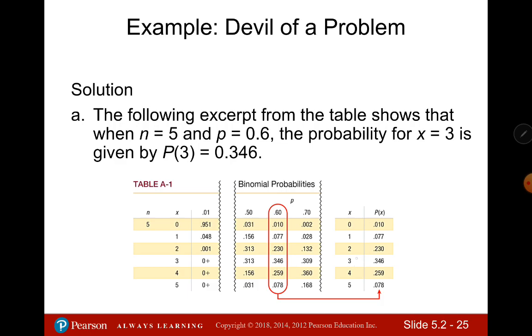Exactly 3. X is equal to 3. We can find the corresponding probability from this table. It's 0.346. So we finished the first part, right? We only need to know how to check the output. X is 3. Then we find the corresponding P(X).